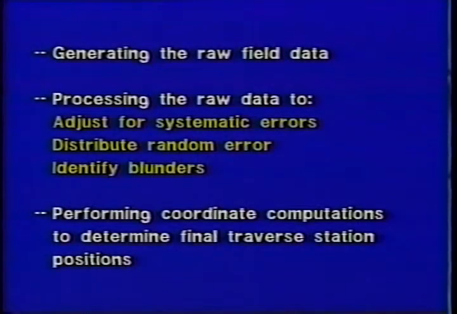We have reviewed topics relative to generating the raw field data. The remaining portion of the video will focus on the areas of computations and traverse adjustments. There are three primary areas of activity related to performing traverse computations. These are generating the raw field data, processing the raw data to adjust for systematic errors such as incorrect tape corrections, incorrect temperature corrections when taping. Another example is to distribute random error and identify blunders. And finally, performing coordinate computations to determine final traverse station positions.